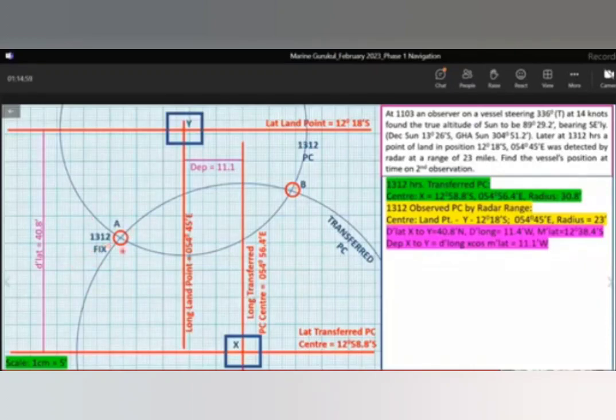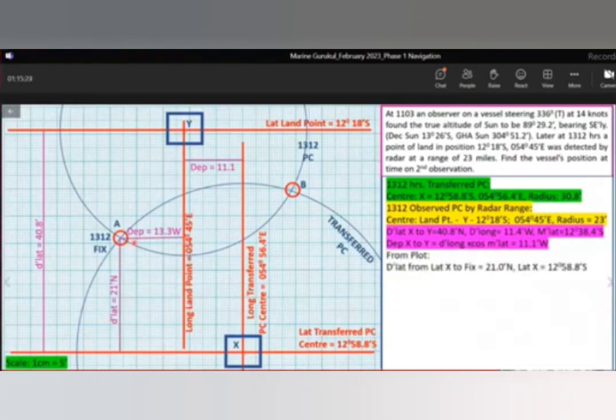Now we can measure its D lat from one of the reference latitudes, and also the departure, using the same scale as the scale for the plot. We get the D lat from the latitude of X as 21 minutes north, and we get the departure from the longitude of Y as 13.3 minutes west.